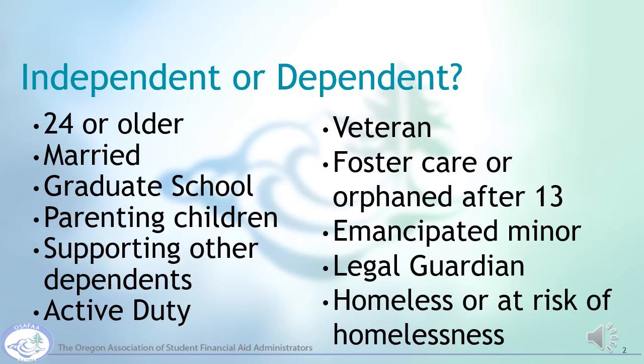The FAFSA and ORSAA provide a series of questions to determine if a student is considered independent versus dependent for financial aid purposes. The responses to these questions determine the student's dependency status, and in turn, if the student will be required to report parental information on the FAFSA or the ORSAA.